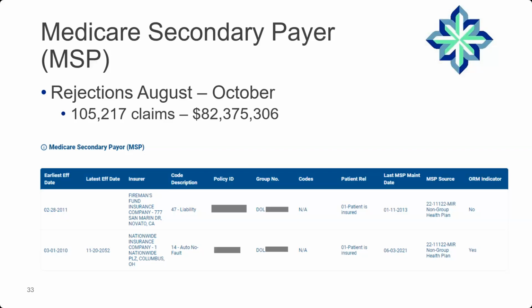This tab will provide the earliest and latest effective dates. The insurer's name will be listed with a code description, which shows you the type of coverage, along with the policy and group numbers. If there are any diagnosis codes associated with the patient's accident or injury, those would also be shown. Additional information is going to include the patient's relationship code with a description, the date maintenance was last performed, MSP source, and if there is an ongoing responsibility for medicals or an ORM indicator.